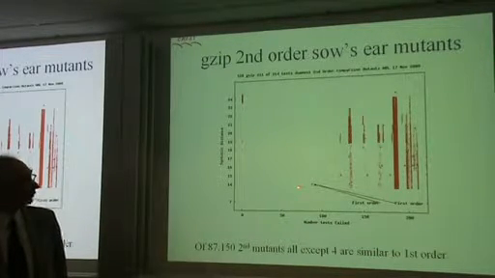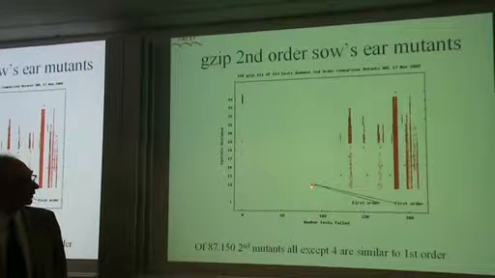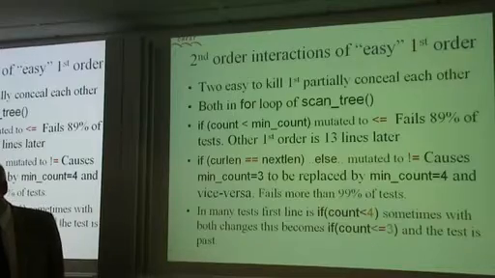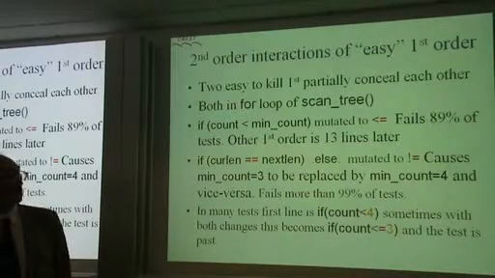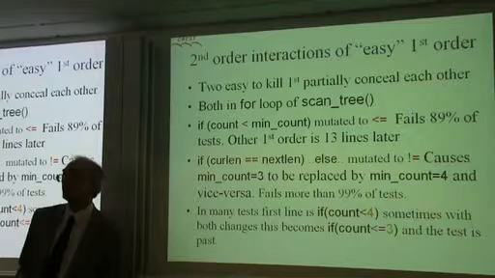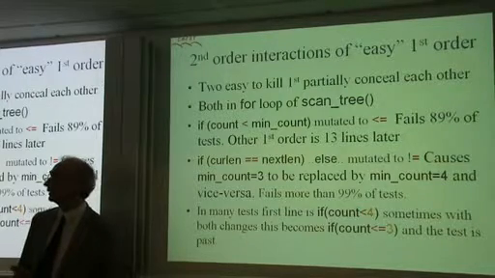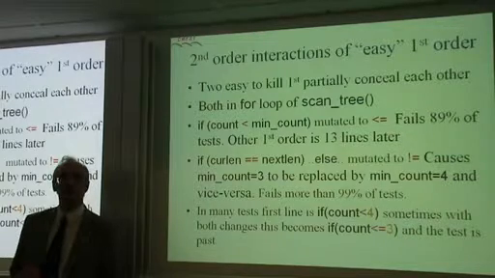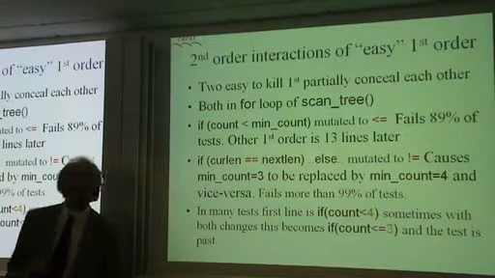The first exception I'm going to look at is this one, which is formed by the interaction between two first orders. Individually those first order mutants are easy to kill, but when they are put together you get something which is more difficult.